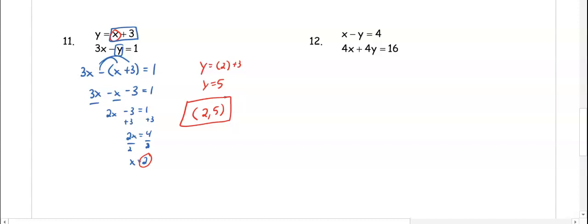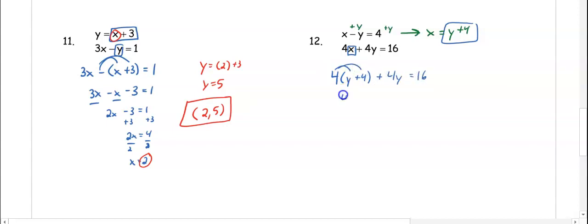In number 12, we don't have a variable by itself. We have a positive x. So we can add y to both sides in the first equation. X equals y plus 4. So we can take what x is equal to and we can substitute in. We have 4 times y plus 4 plus 4y equals 16. We can distribute the 4, so 4y plus 16 plus 4y equals 16.